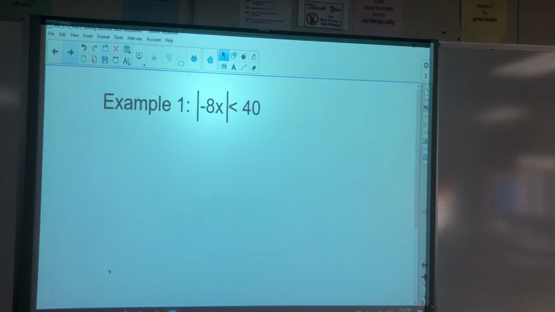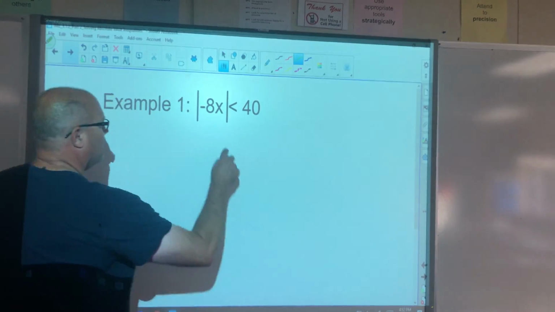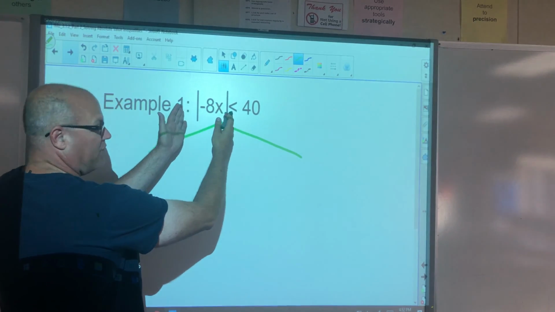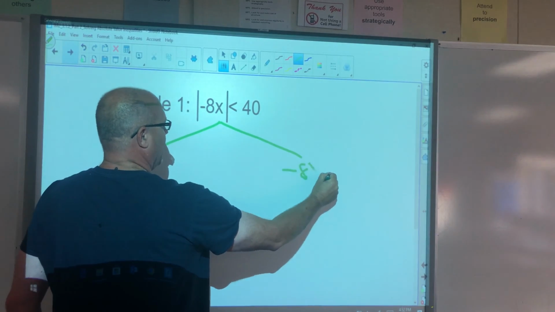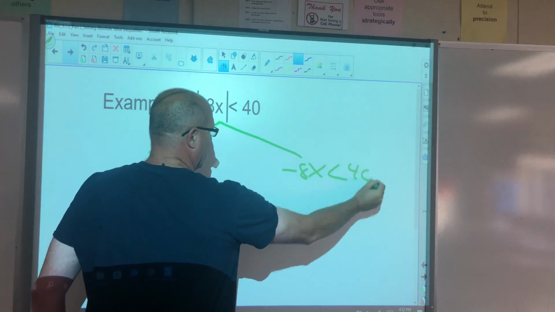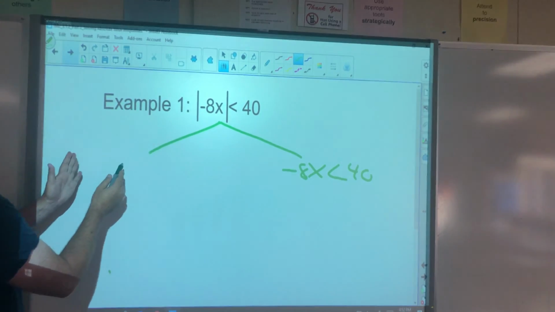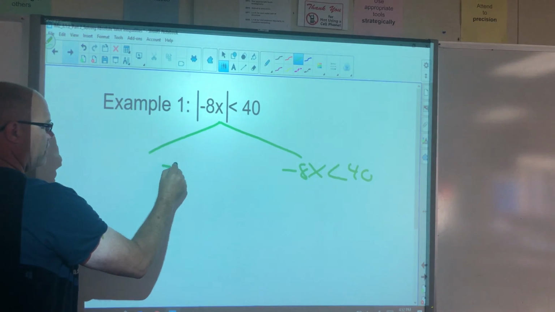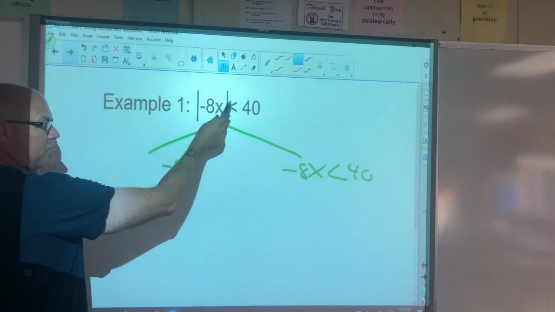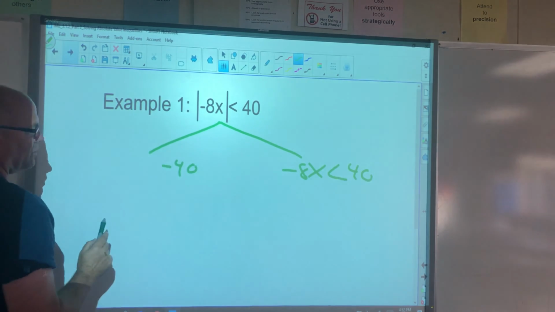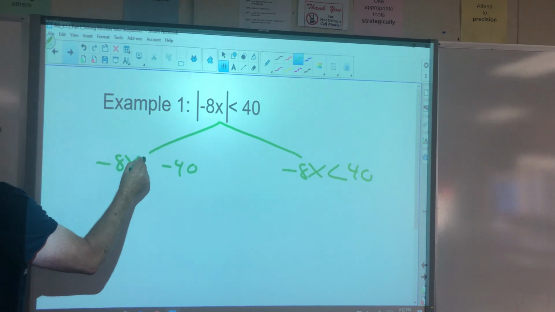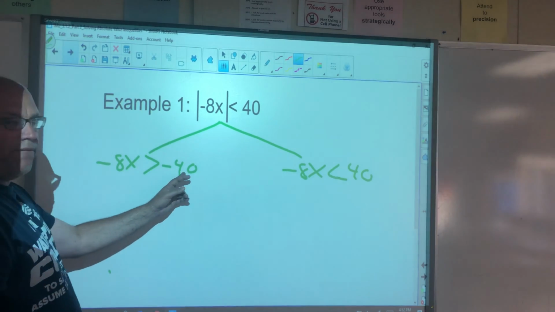All right, example number 1, we have the absolute value of negative 8x is less than 40. So we're going to break this into two inequalities and remove the absolute value bar. So we'll have negative 8x is less than 40. On this side here, we would be multiplying both sides by negative 1 to get the negative 40, because it could be negative 40. We know when you multiply or divide by a negative, you flip the sign from your IM1 days. So we're going to get negative 8x is greater than negative 40.